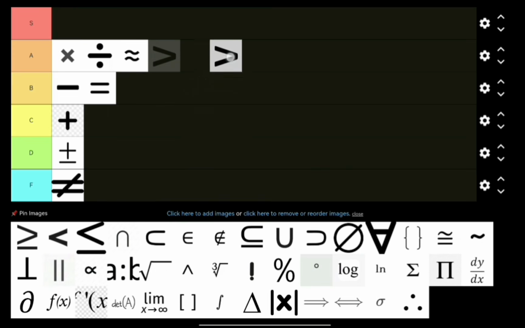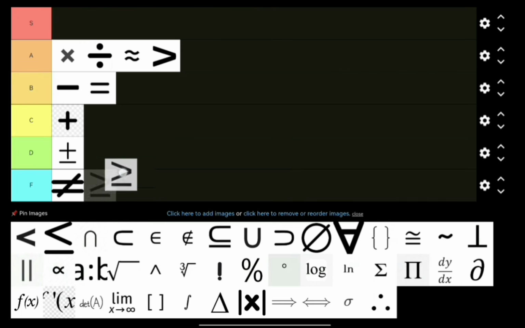Greater than, that's very dominant, right? I'll say A tier, because you want to be dominated every once in a while. Greater than or equal to, this is D tier, because you're either dominant or you're submissive. I don't get why you're trying to be both, you know what I'm saying? So I'll say D tier.